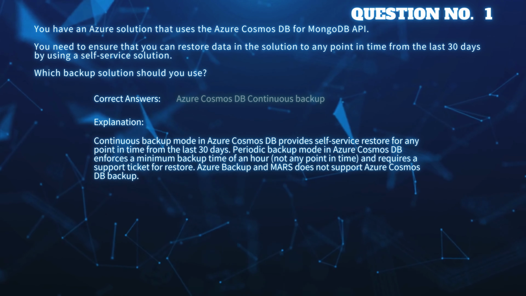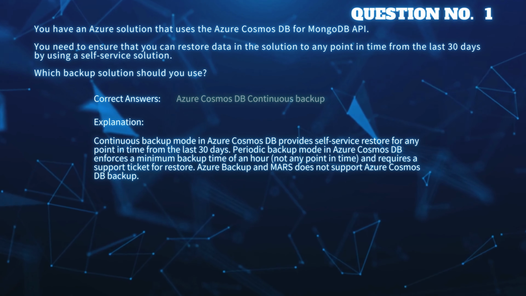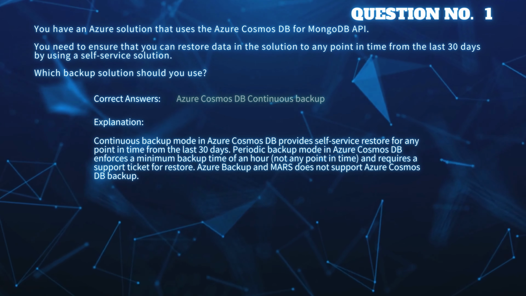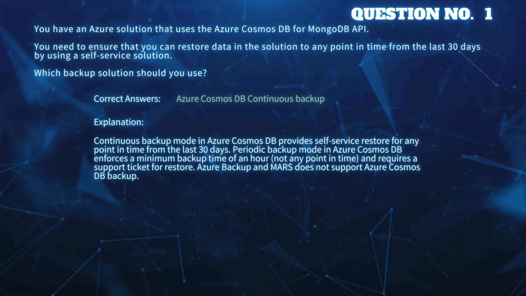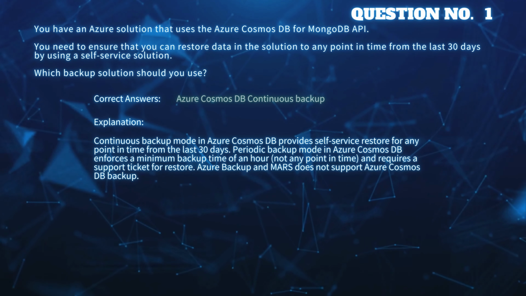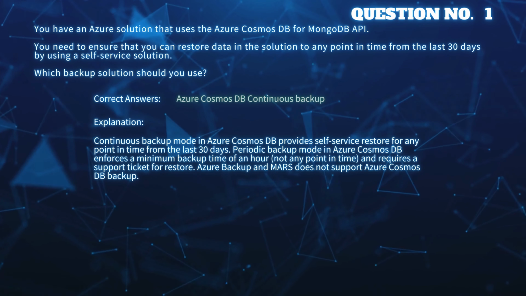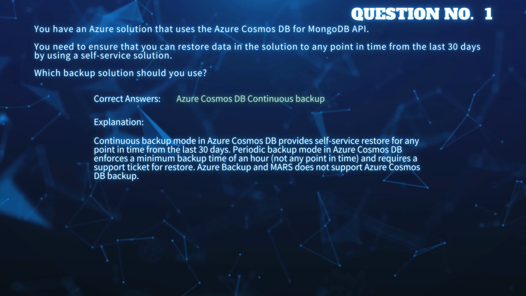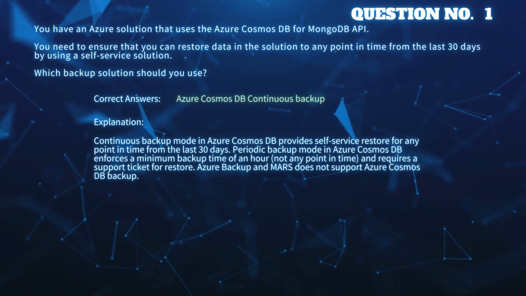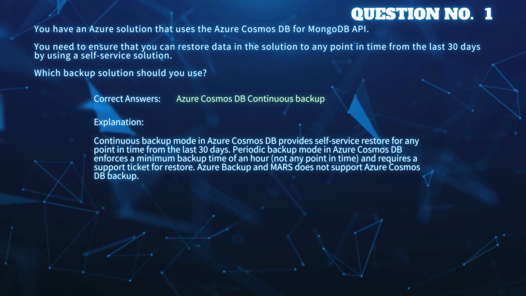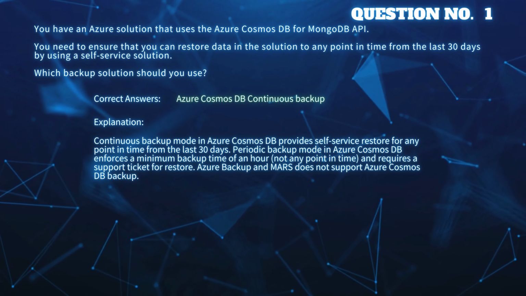Explanation: Continuous Backup Mode in Azure Cosmos DB provides self-service restore for any point in time from the last 30 days. Periodic Backup Mode in Azure Cosmos DB enforces a minimum backup time of an hour, not any point in time, and requires a support ticket for restore. Azure Backup and MARS do not support Azure Cosmos DB backup.